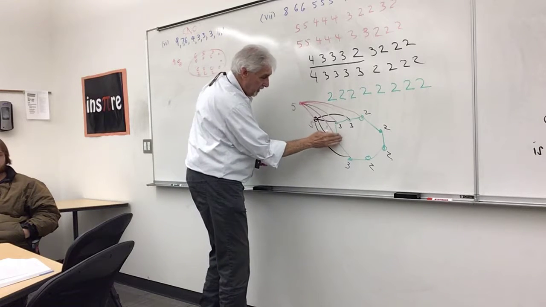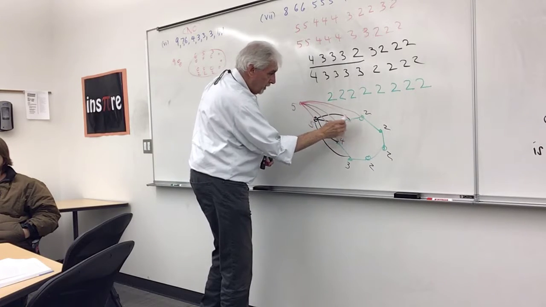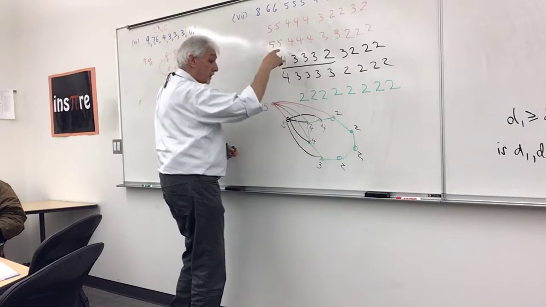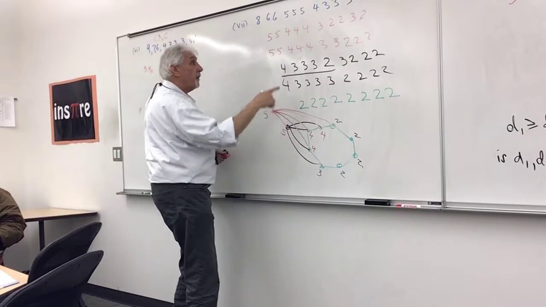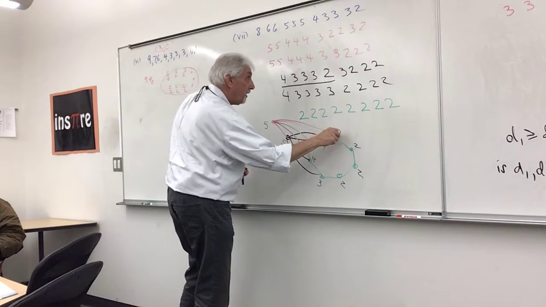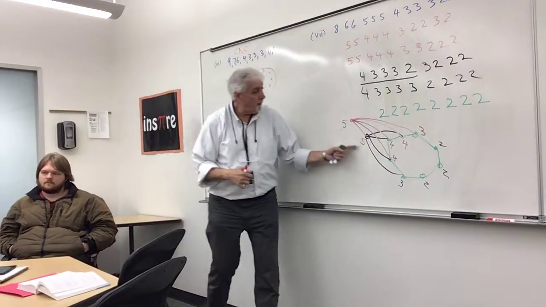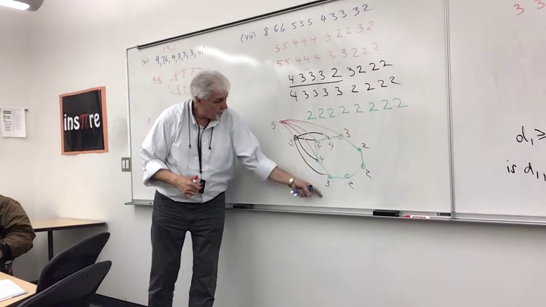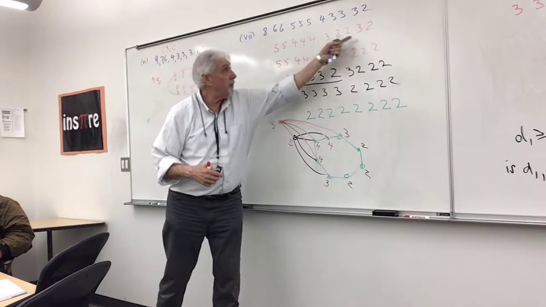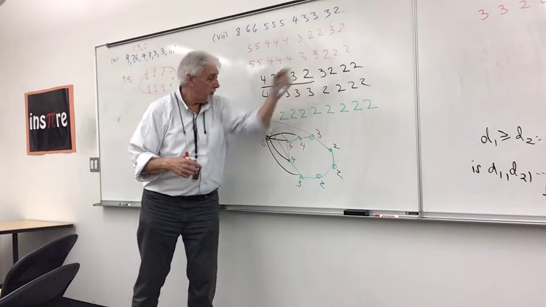So the degree of this vertex is 5. The degree of this vertex is 4. This vertex is 4. This vertex is 4. This vertex is still 3, 2, 2, 2. Let's make sure I got that right. The top one is 3. Thank you. That would have been a problem. Okay, let's make sure. 5, 5, 4, 4, 4, 3, 3, 2, 2, 2. It's like a telephone number. 5, 5, 4, 4, 4, 3, 3, 2, 2, 2.